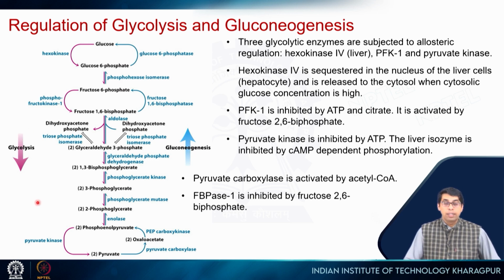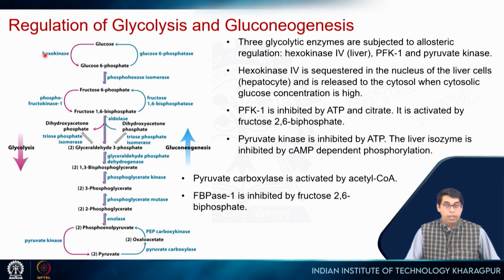So, that will be detrimental, which means that there has to be some control so that when you need glycolysis, there should not be gluconeogenesis, or when you need gluconeogenesis, there should not be glycolysis. Both pathways should not occur simultaneously at the same time in the same place, and that is exactly what happens. The 3 glycolytic enzymes are subjected to allosteric regulation. So, what are these 3 enzymes?